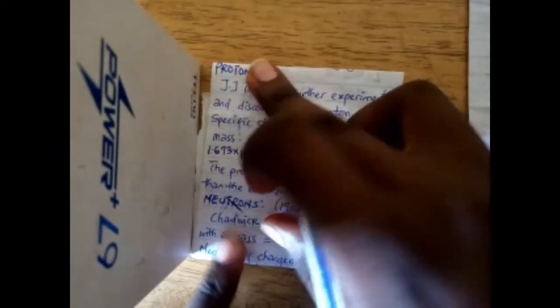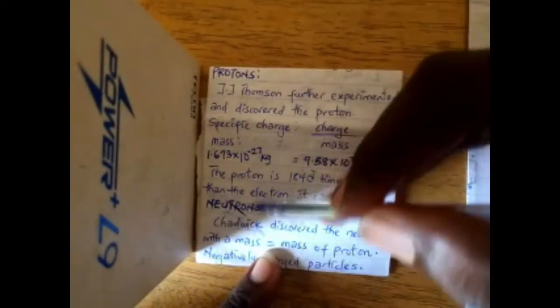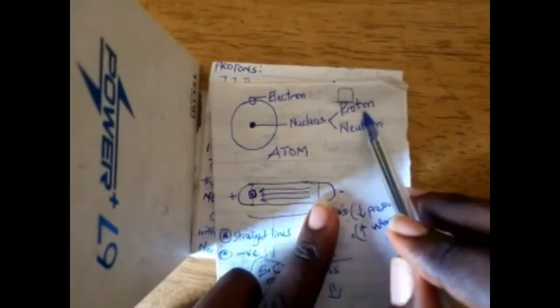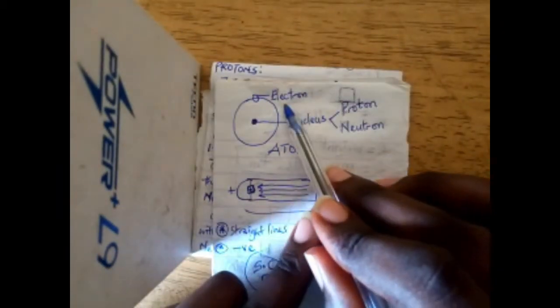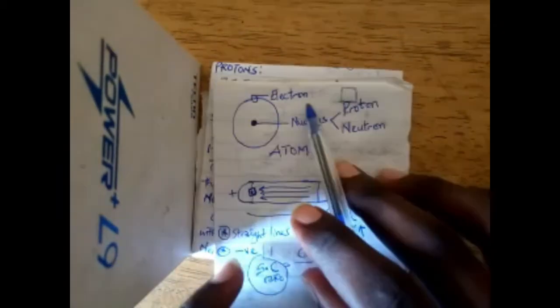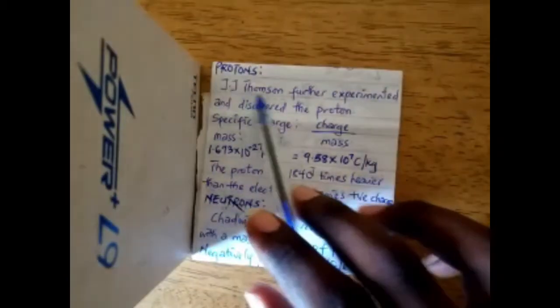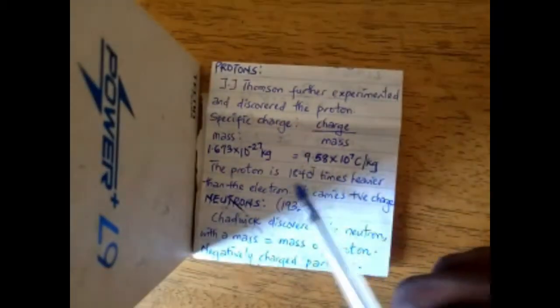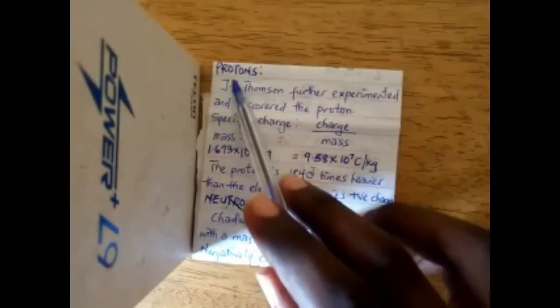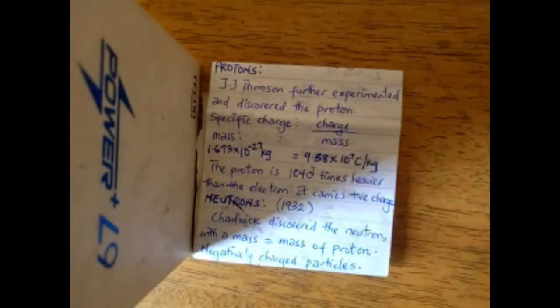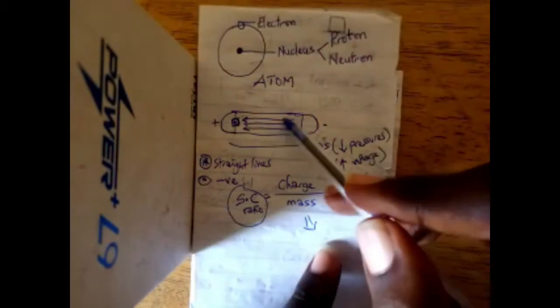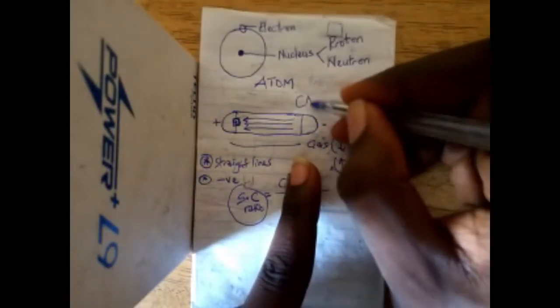Okay, so we also have the protons and the neutrons. Like I said earlier, we have the electron, the proton, and the neutron. I've been able to discuss the electron, which is a negatively charged particle. So also J.J. Thomson, in further experiments, was able to discover the proton in this same experiment, which is the cathode ray experiment.